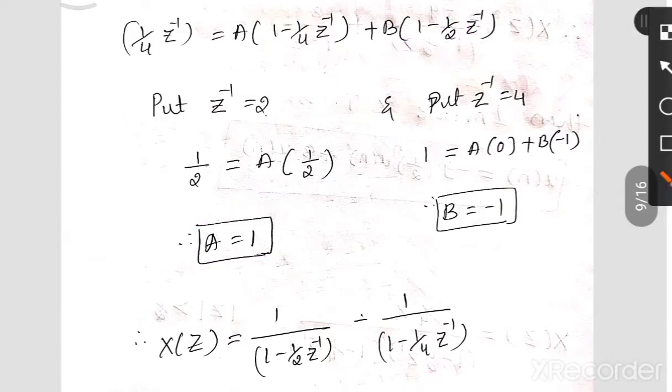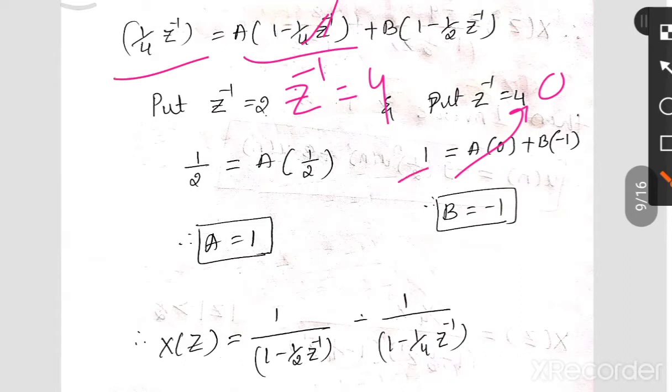Similarly, to get the B value, A has to be 0. What value do we have to put to get the A term equal to 0? If you put z inverse equal to 4, then the 4 gets cancelled here, then 1 minus 1 will be 0. So the A term will be 0. To get the other terms, 1/4 into 4 will be 1 here, and then 1 minus 1/2 into 4 is 2; 1 minus 2 is minus 1. Therefore B equals minus 1.